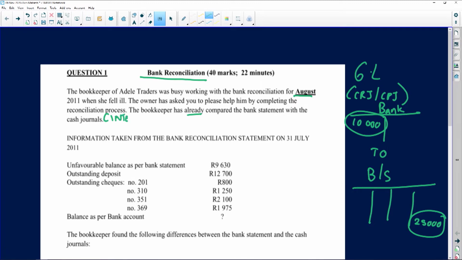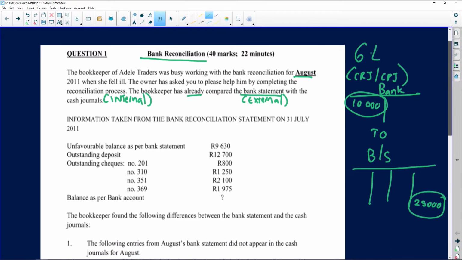So that comparison between the cash journals, our records, or what we can call internal records, right? The cash journal, internal, because remember we prepared the cash journal, is already compared to the bank statement, which is obviously an external set of records. So that bit has been done. Right, then we are given information.